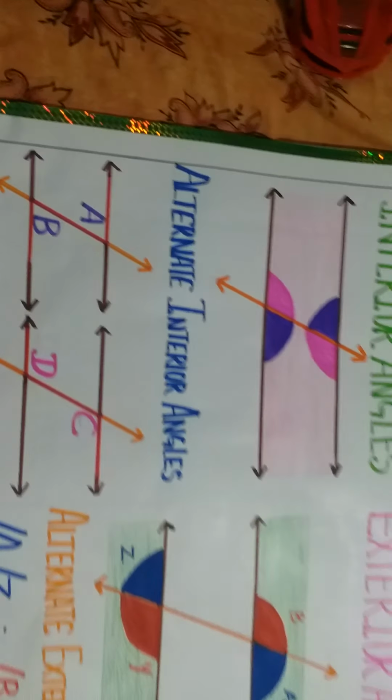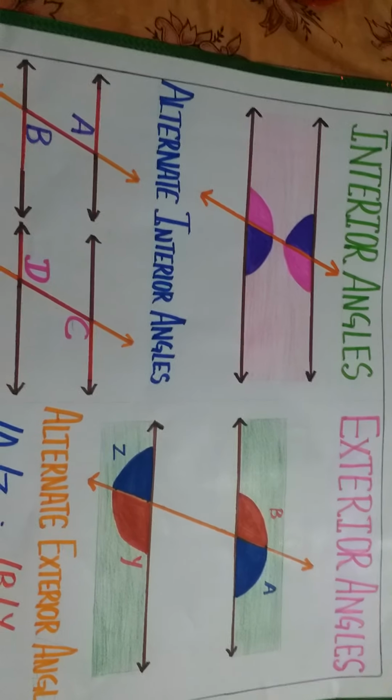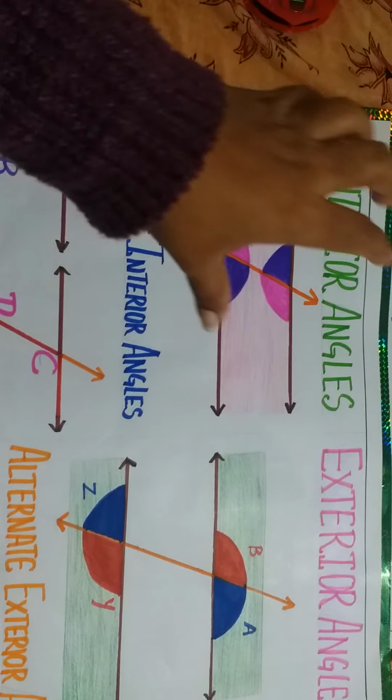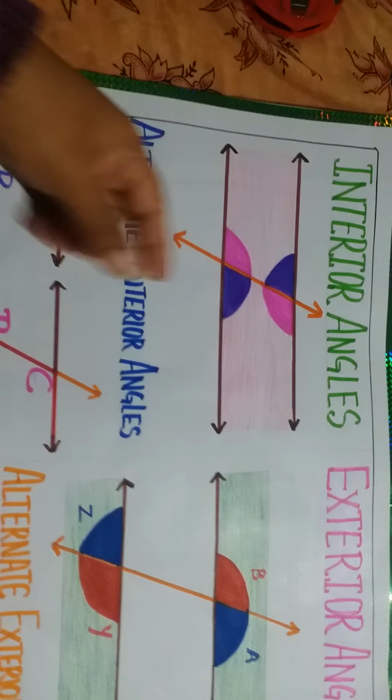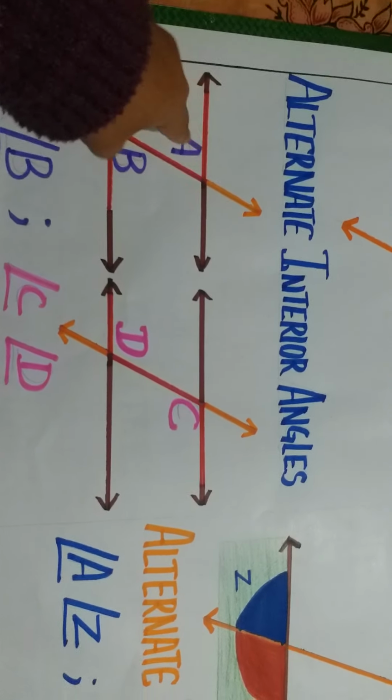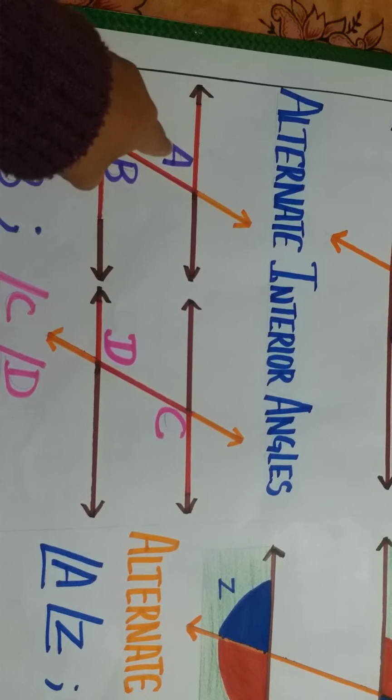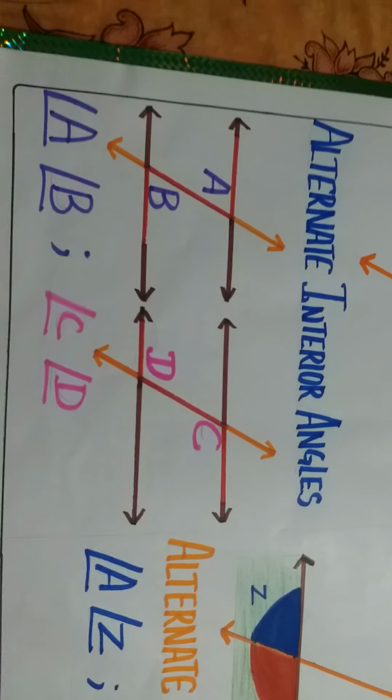Now you understood what the interior angles are. Interior angles means the inside part. The angles formed inside are called interior angles. Alternate interior angles means the alternate positions. The angles formed in alternate positions are called alternate interior angles.